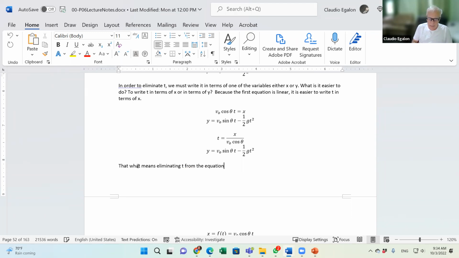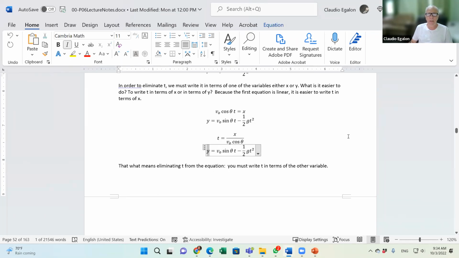In order to eliminate t from the equation, you must write t in terms of the other variable. Now, what's the next step? Remember, I want y as a function of x. Right now, I have y as a function of t. How do I get y as a function of x? All I have to do is substitute this t right in here, and right in here.